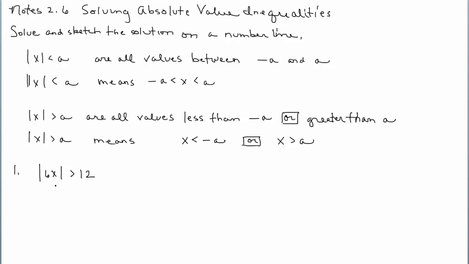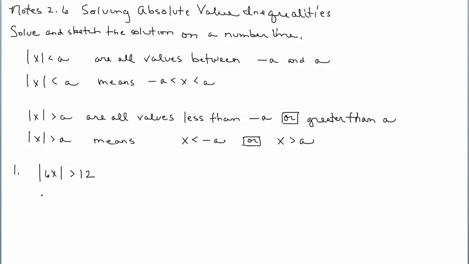Alright, so in example 1, the absolute value of 6x is greater than 12. Well, the nice thing is the absolute value is already isolated on one side of the inequality. So now what we have to do is look above. Let's find the greater than symbol. Okay, it's this last one here. So what we need to do is remove the absolute value and replace these x's with 6x and these a's with 12 and negative 12, and we'll be good to go.